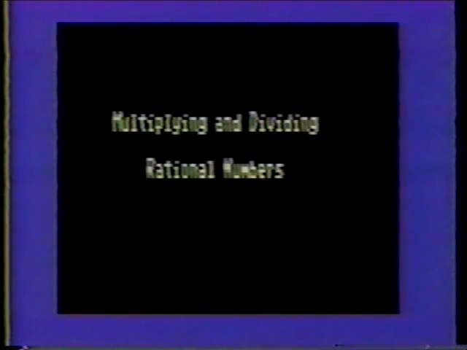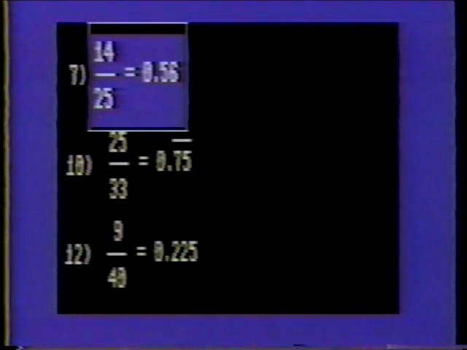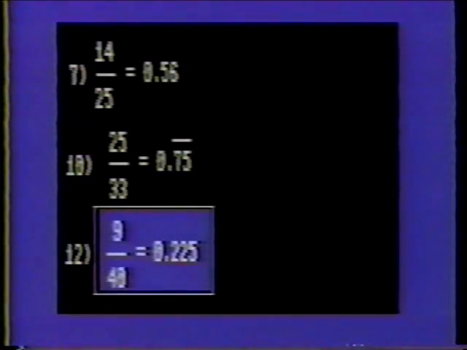Multiplying and dividing rational numbers. Number 7. 14 divided by 25 is 0.56. Number 10. 25 divided by 33 is 0.75. Notice the 75 has a bar over it. This indicates that these two numbers are repeated continuously. Number 12. 9 divided by 40 is 0.225.